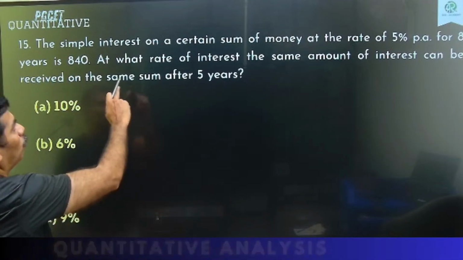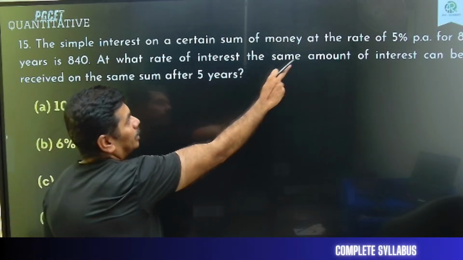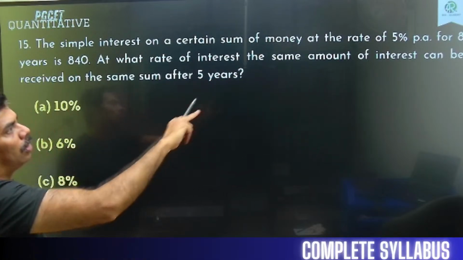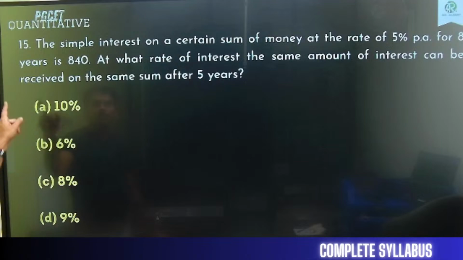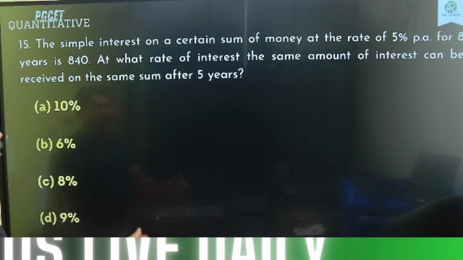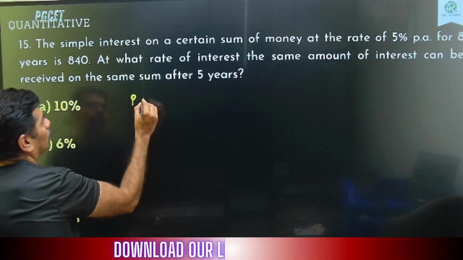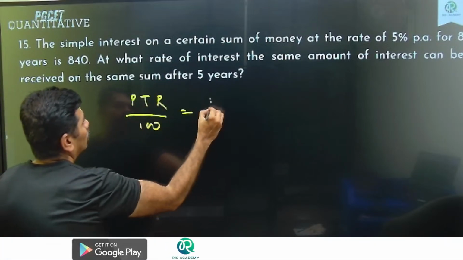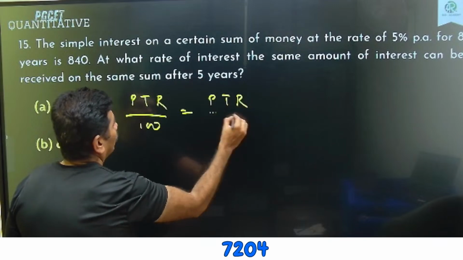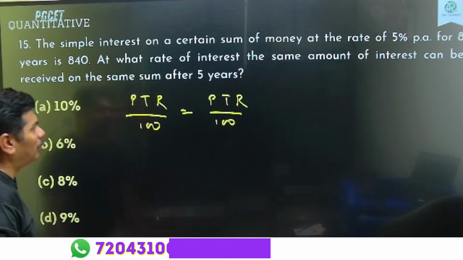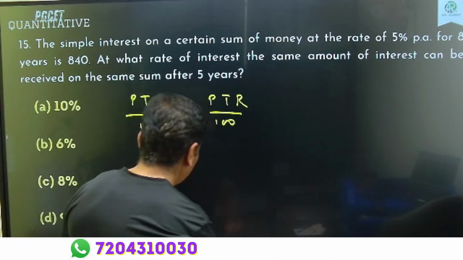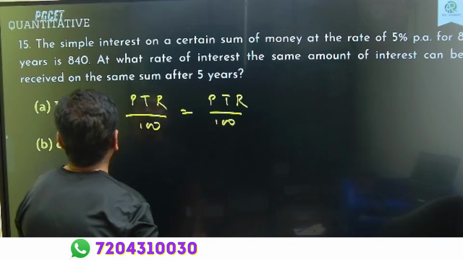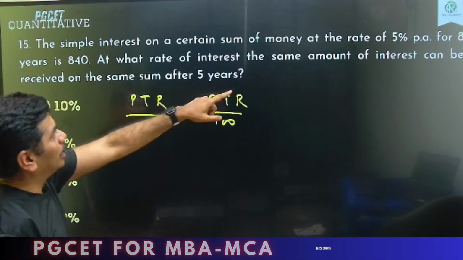At what rate of interest can the same amount of interest be received on the same sum? Here I take two conditions, PTR upon 100 equals PTR upon 100. I'm sorry, it should not be PTR upon 100. What is the same? Yes, I should get the same interest, right?